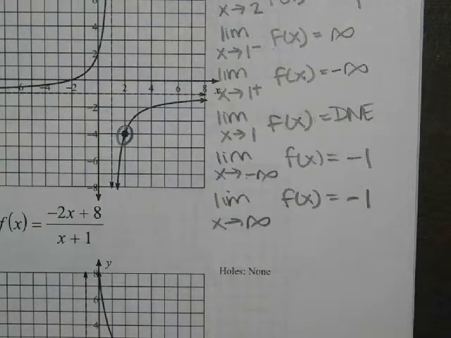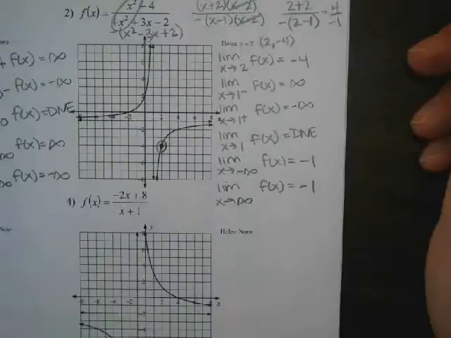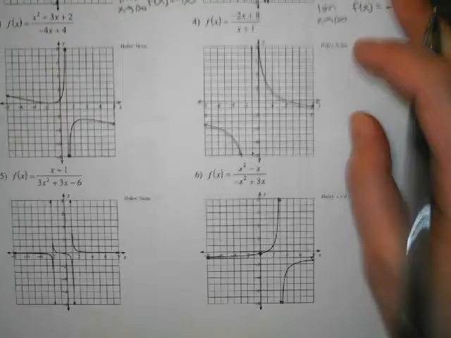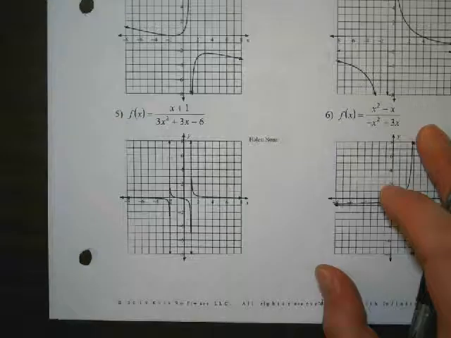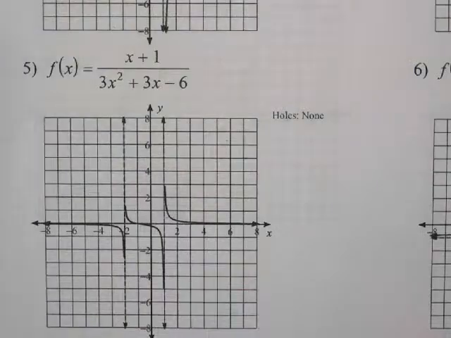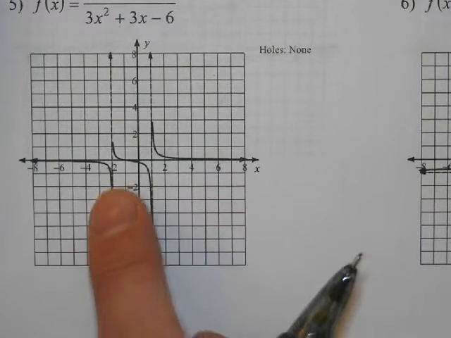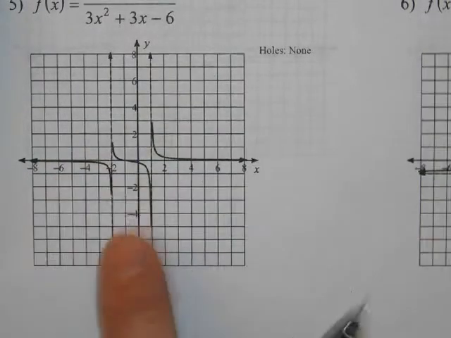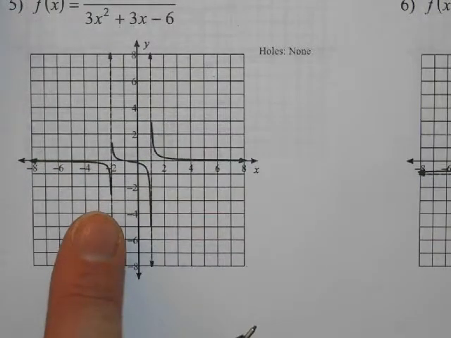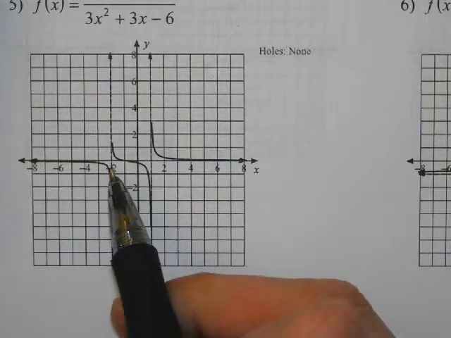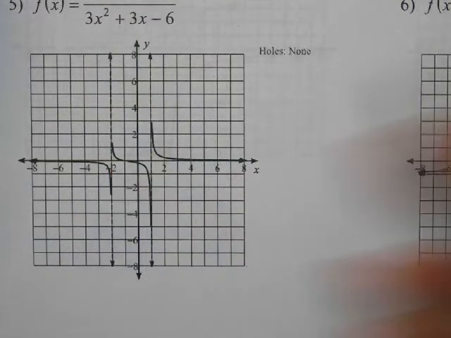Okay. Is there another problem on this page that you guys would like to do together? Number 5. Number 5? Okay, let's do number 5. So number 5 doesn't have any holes, but what's weird about number 5? Yeah, it has like a bunch of squigglies, but how many vertical asymptotes does it have? 2. It has 2 vertical asymptotes, one at -2 and one at +1.